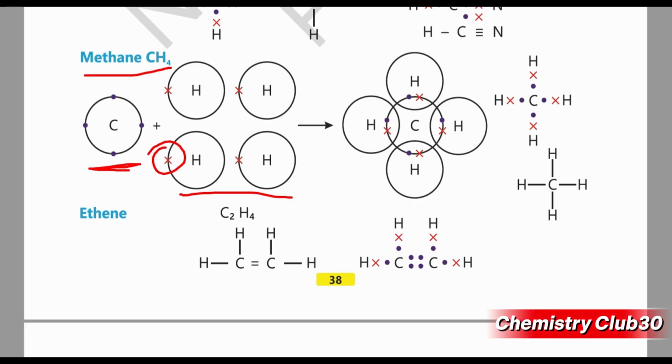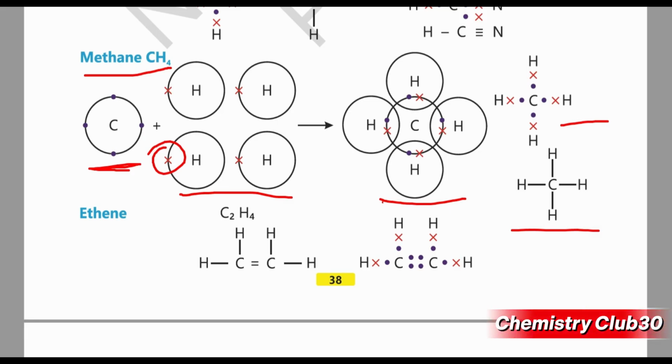So it will form four single covalent bonds with four hydrogen atoms, and the octet of both carbon and hydrogen will be completed. Here the electron dot and cross formula is shown, and the bonds that are present between the carbon and hydrogen are also shown here.